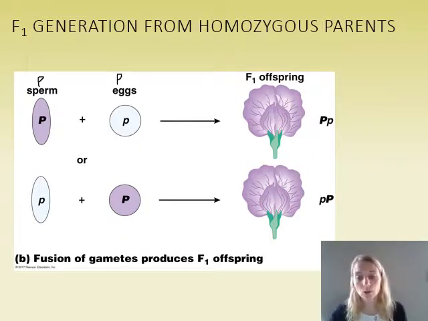Either way, look at what you end up with. That F1 offspring, how would you say its genotype was? What's its combination of letters? The F1 offspring is now heterozygous because it has one of each. And it doesn't matter whether it got the dominant from the mom or the dominant from the dad, you're still going to end up with the same genotype and the same phenotype. So if the genotype is heterozygous, the phenotype is going to be purple. And that's what we see.